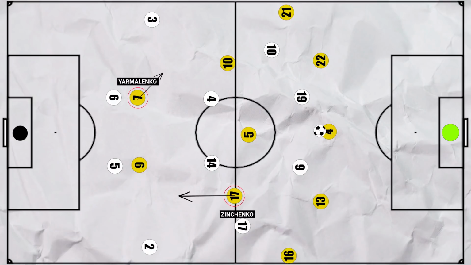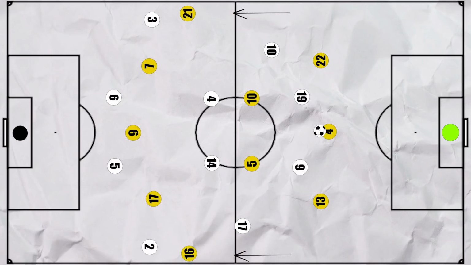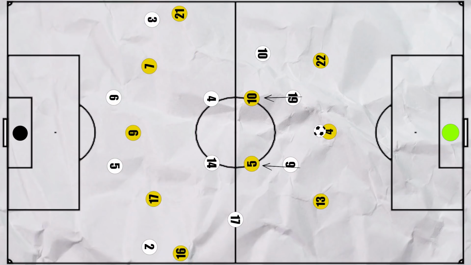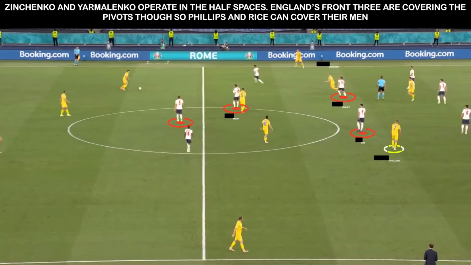And early on, Ukraine would push Zinchenko high up into the half space on the left, whilst Yarmolenko would drift into the half space on the right. And with both fullbacks wide, Ukraine were looking to create a 5 versus 4 against England's backline. But because rather than pressing the centre backs, the forwards were covering the midfield pivots, it would allow Rice and Phillips to stay deeper and assist the defence by covering these men in the half spaces.